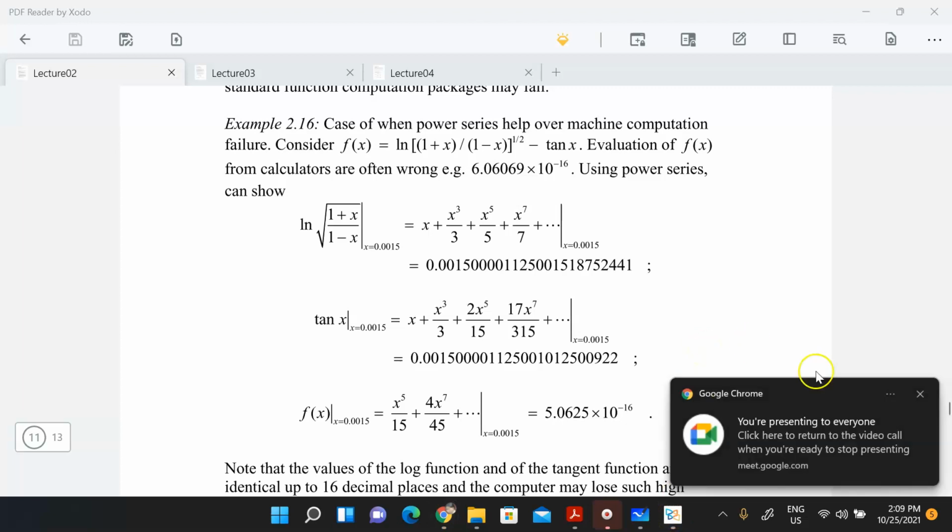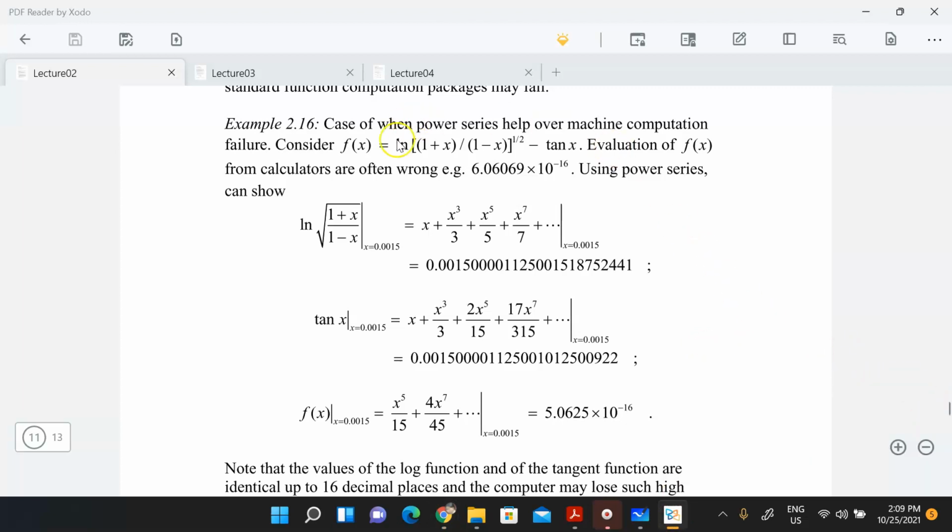You can try this where you plug in your functions, log of this square root, and then minus tangent of this variable at the value of x equals 0.0015. You should be getting some answers like this. With my handphone, I was getting the answer of 6.6160 times 10 to the minus 16 using a mobile phone calculator. Now, the answer is not that.